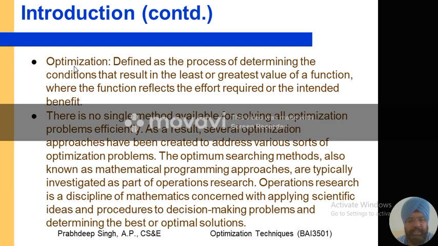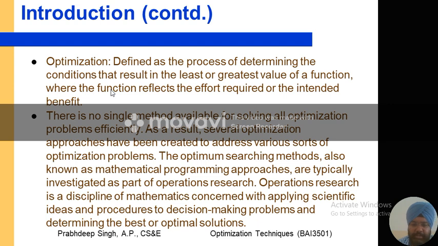So by all this we can give the definition: optimization is defined as the process of determining the conditions that result in the least or the greatest value of a function, where the function reflects the effort required or the intended benefit. Now, there is no single method available for solving all optimization problems efficiently. As a result, several optimization approaches have been created to address various sorts of optimization problems.